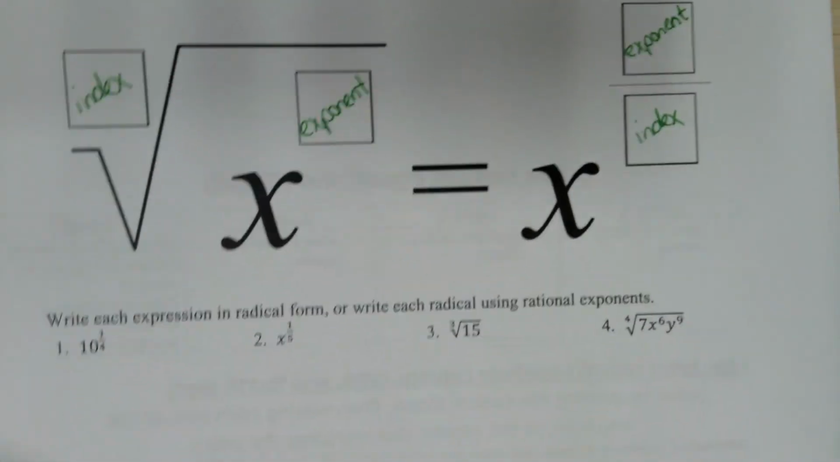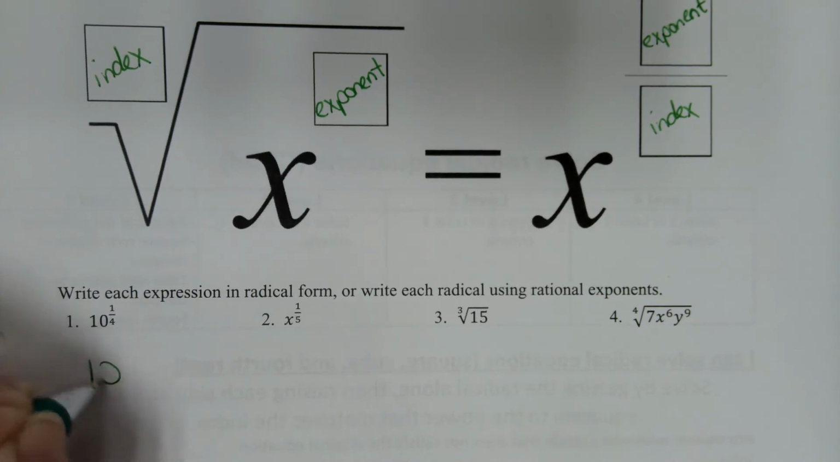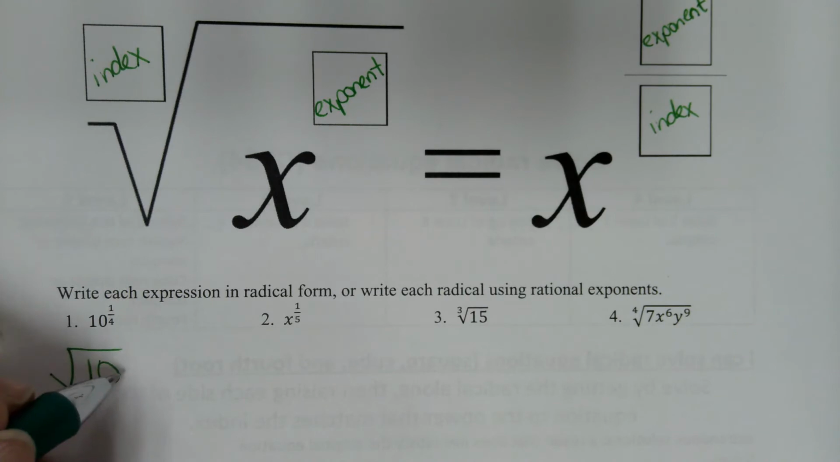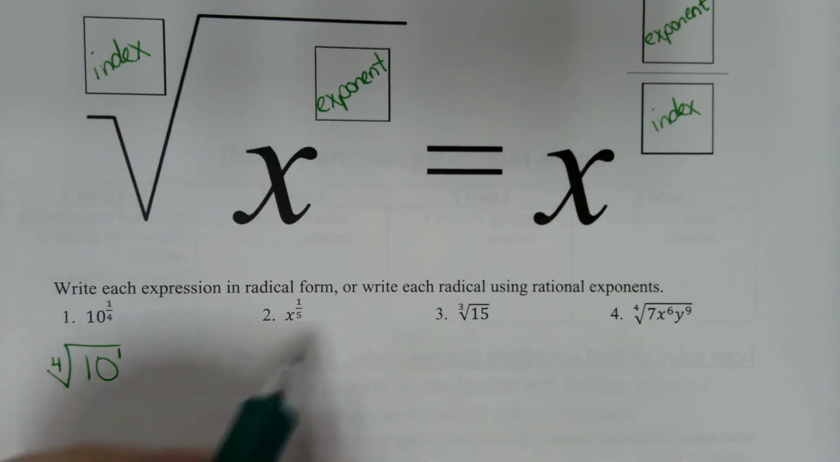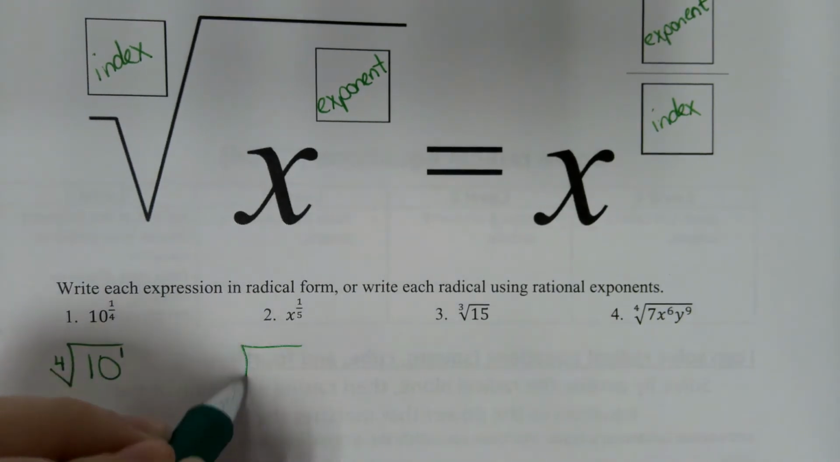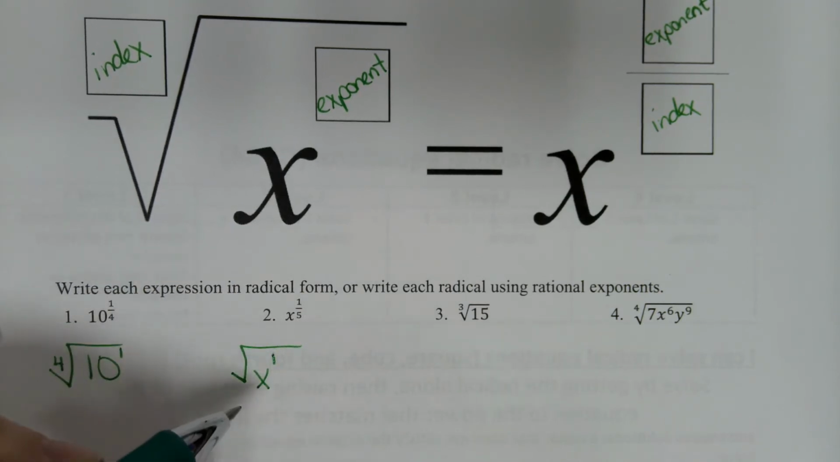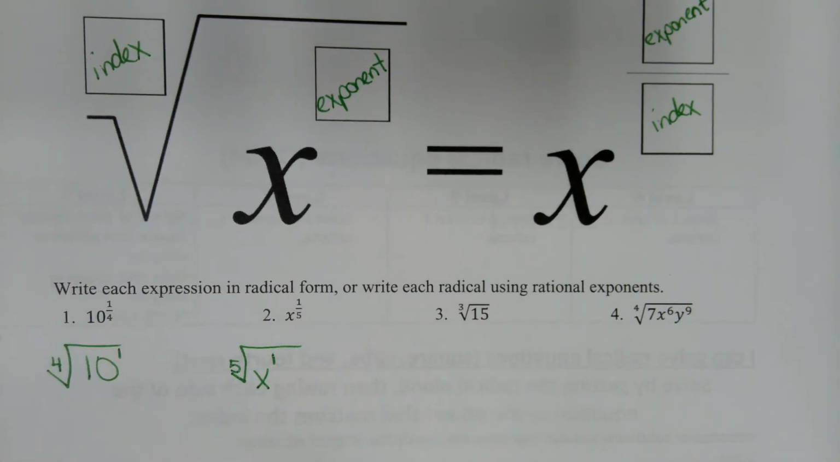What does that look like? Well, if I had 10 to the 1/4 and I wanted to convert it into radical form, 10 would be what's underneath a radical, and the exponent for the 10 would be the numerator, and the index would come from the denominator, so 4th root of 10. For x to the 1/5, in radical form, I need a radical, and the x is the radicand. The exponent is the numerator, 1. The index is the denominator, 5. So 5th root of x.